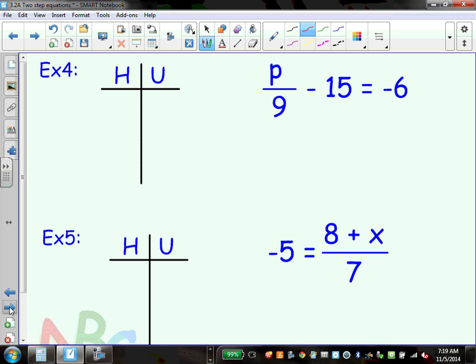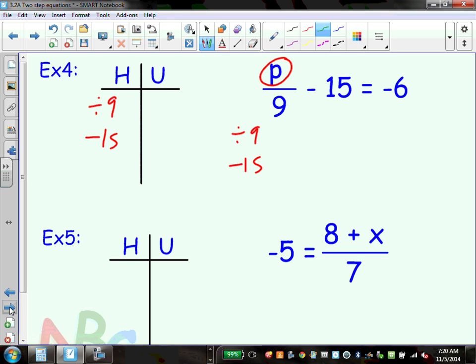Here we have p divided by 9 minus 15 equals negative 6. Here's our variable. What's happening to it? Well, we're dividing by 9, and we are also subtracting 15 then. So order of operations has us write the division first, and then the subtraction.